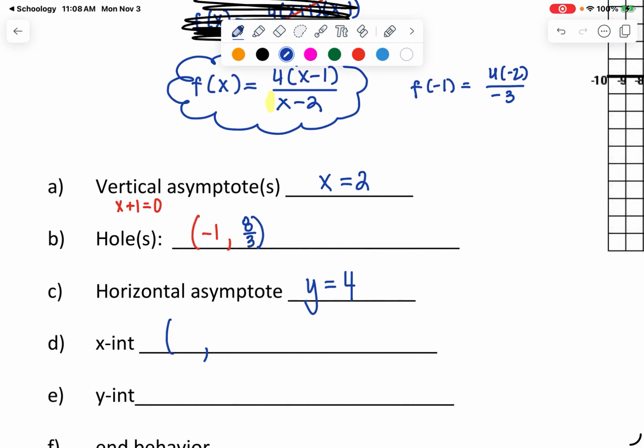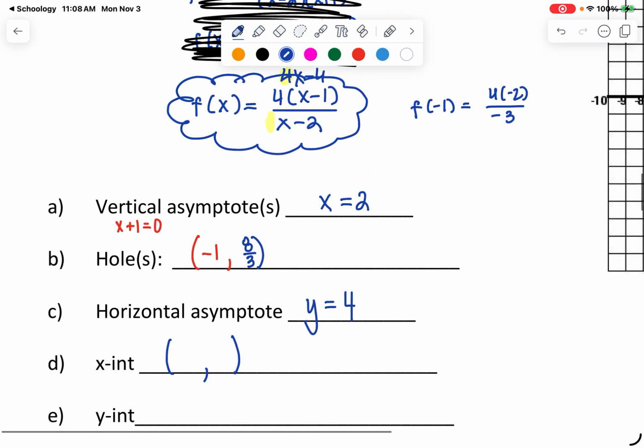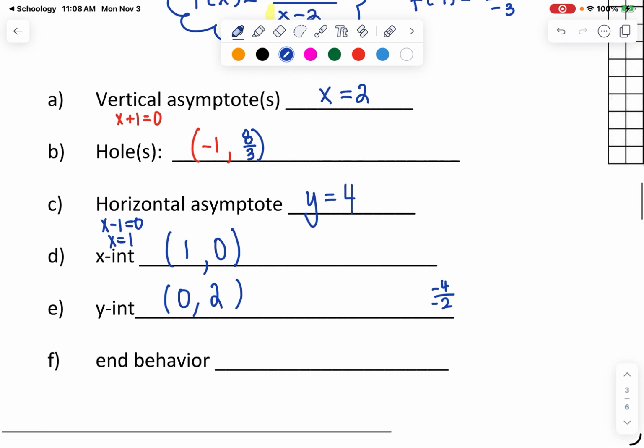X-intercept, set the numerator equal to 0 and solve. So I'm going to set 4x minus 4 equal to 0, or just x minus 1 equal to 0. You get x equals 1. So I get 1, 0. Y-intercept, plug in 0 for x and see what you get for y. In the numerator, I get negative 4. In the denominator, I get negative 2. Negative 4 divided by negative 2 is 2.